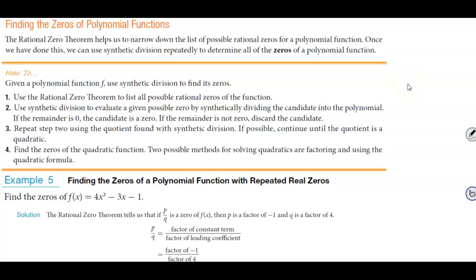Step 3, we're going to repeat step 2 using the quotient found with synthetic division. And if possible, we continue until the quotient is a quadratic. Step 4, we're going to find the zeros of the quadratic function. Two possible methods for solving quadratics are factoring and using the quadratic formula.